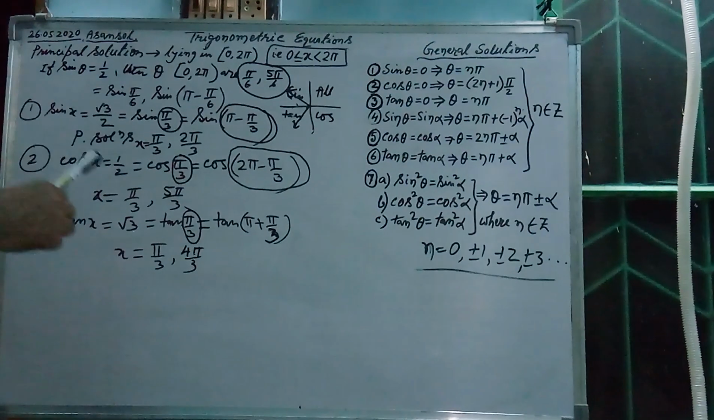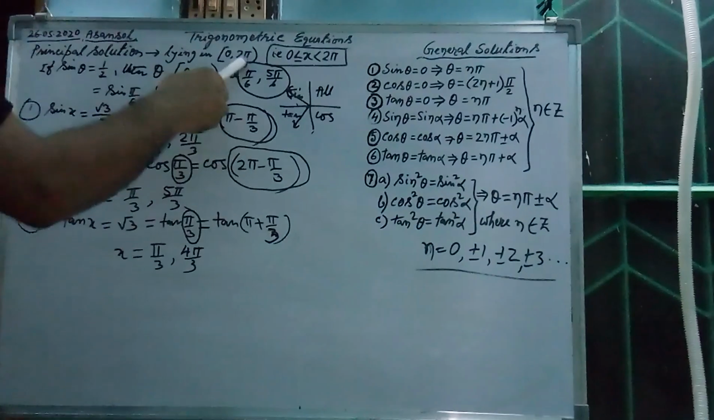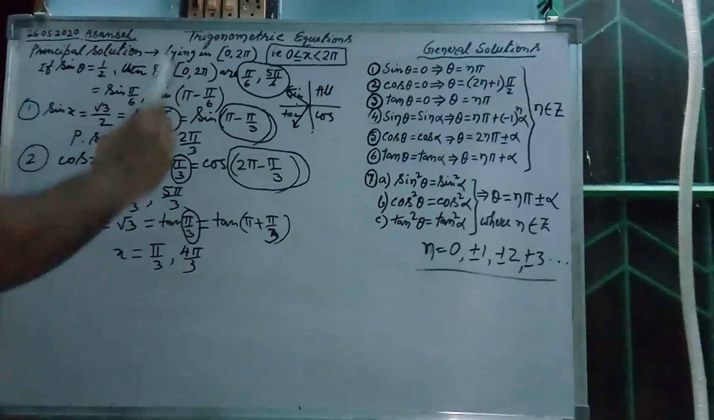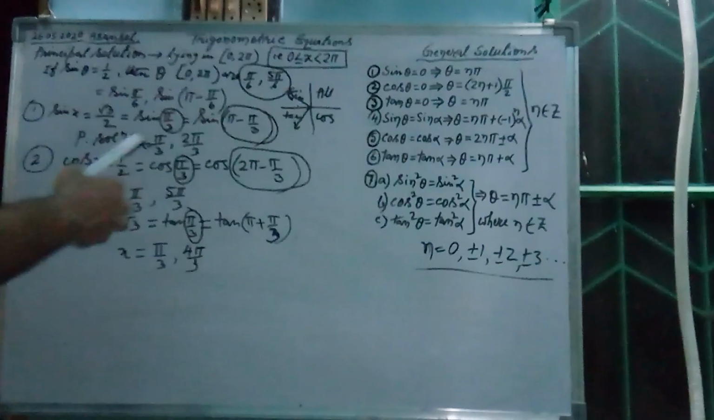See, so what are principal solutions? I told you, the solution of a trigonometric equation lying in the interval 0 to 2 pi. You have to take only between 0 to 2 pi, that is the principal solution. What the general solution is, we will come to later, okay.